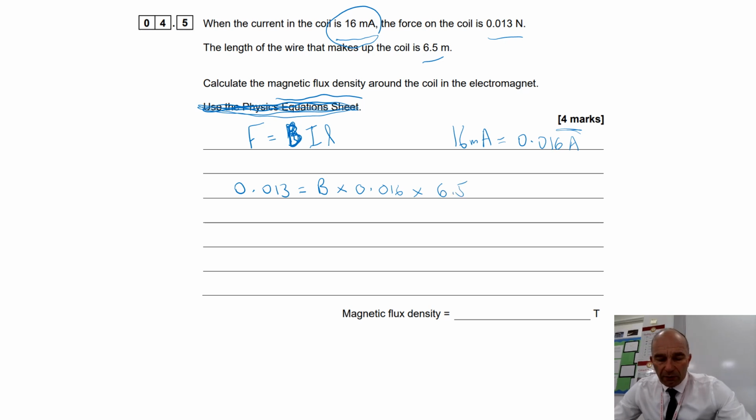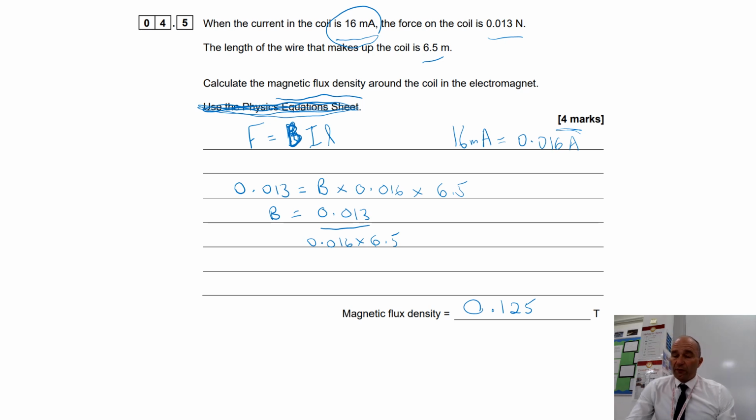We've picked up another mark. We need to get B by itself, so we need to be dividing by that 0.016 multiplied by 6.5. So you end up with our next mark by making B the subject of that formula. So we end up with this. And then of course just put those numbers carefully into your calculator and you end up with our answer of 0.125, and remember T stands for Tesla. Now you could round that to 0.13, so that would be a perfectly acceptable answer.